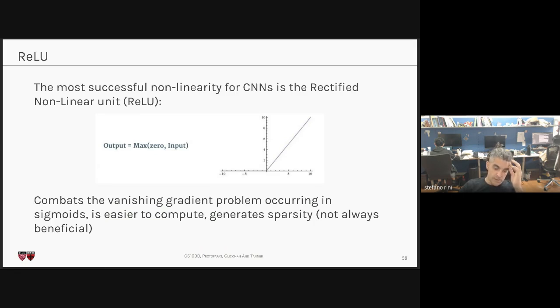Okay? So then you have to decide your activation function. People usually use a ReLU, right? A rectified linear unit. And this is very simply output is equal to max(0, input). So basically, your input is equal to your output if it's positive, and it's 0 otherwise.